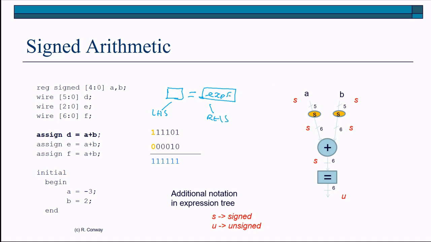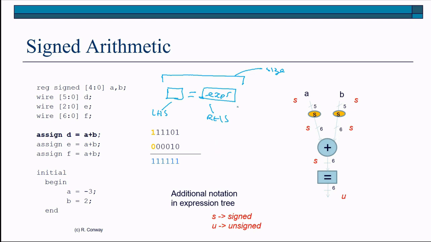So when we work out the size of the addition operation, we looked at both the left and right hand side. When determining the size for the arithmetic operation, we know that it's context determined, and we looked at the sizes within the expression and the left hand side. So in our example, we looked at the sizes 5, 5, and 6.